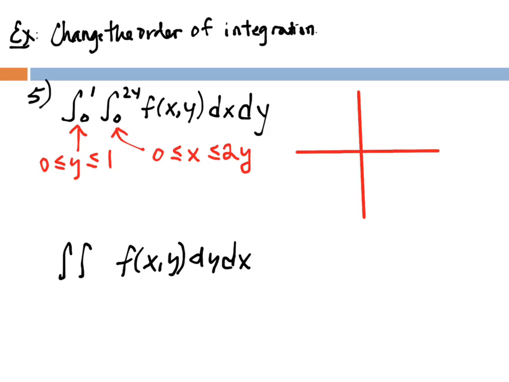So I need my y value to go from 0 to 1. So I am above the x-axis. I need my x value to go from 0 to 2y. Okay? All right, so I need to draw the equation that this is describing. That is the equation x equals 2y. Right? So x equals 2y is equivalent to having y equals what? 1/2 x, or x over 2.